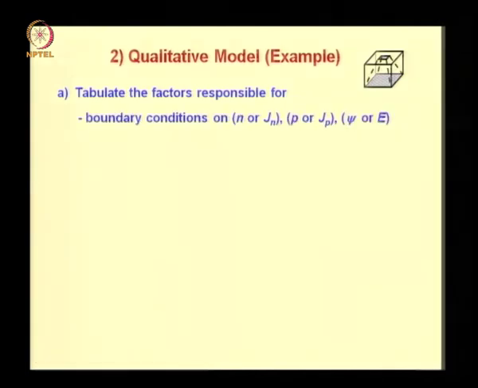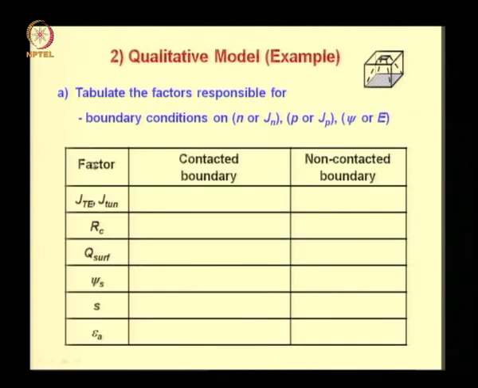The next step, tabulate the factors responsible for boundary conditions. Now, the factors that affect the boundaries are the following. Please recall the discussion of the drift diffusion model in an earlier module, module number 4. There we have listed all these factors and discussed the boundary conditions in detail. Thermionic emission current and tunneling current, contact resistance, surface charge, surface potential, surface recombination velocity, and the ambient dielectric constant, that is the dielectric constant of the region surrounding the device.